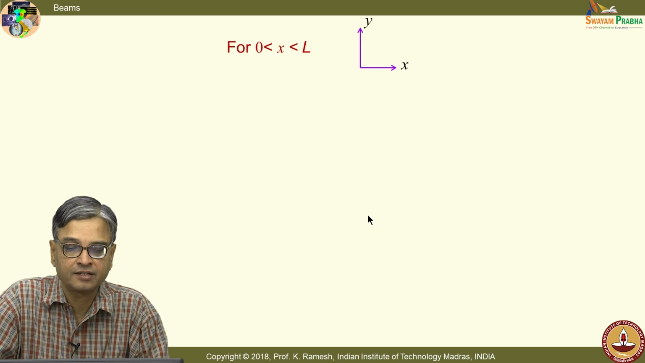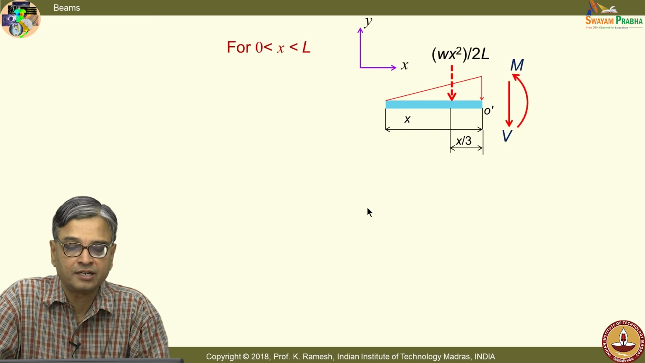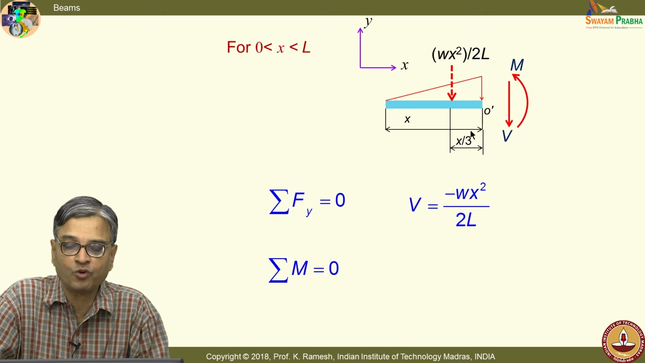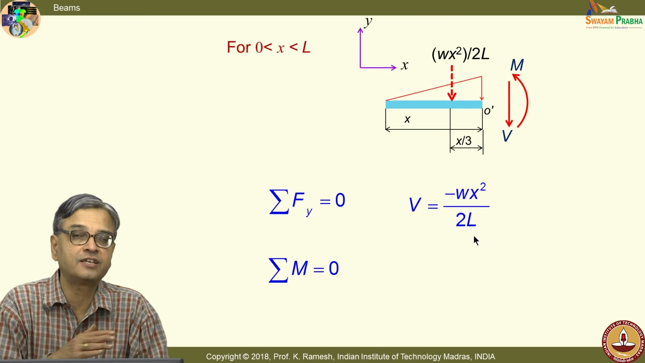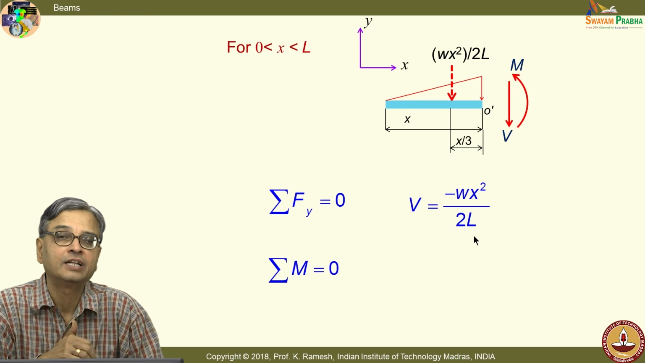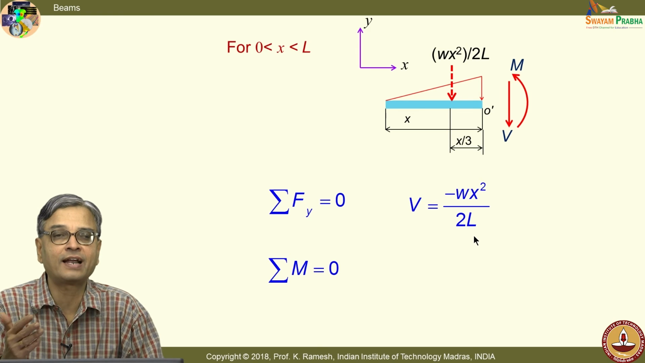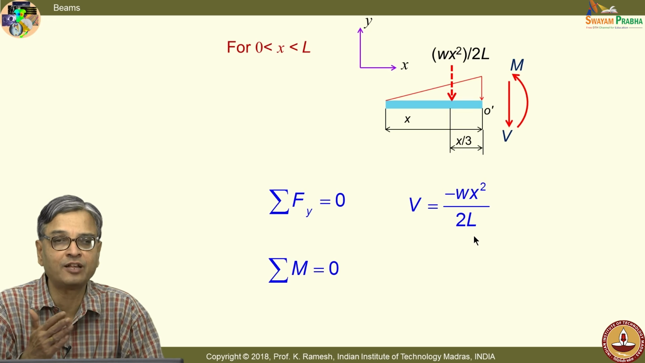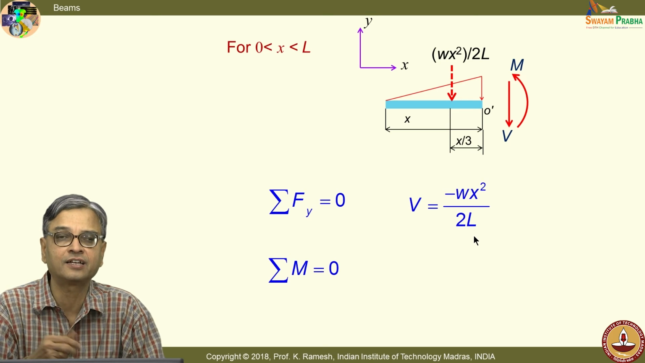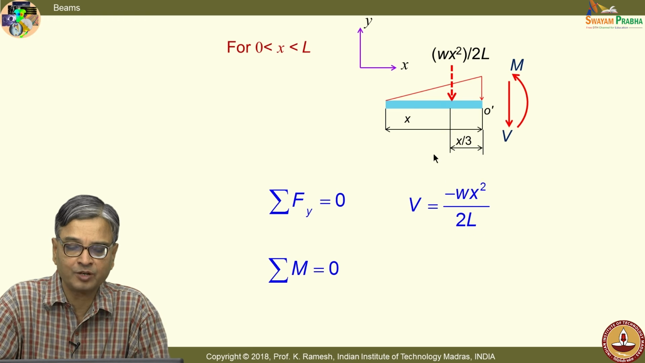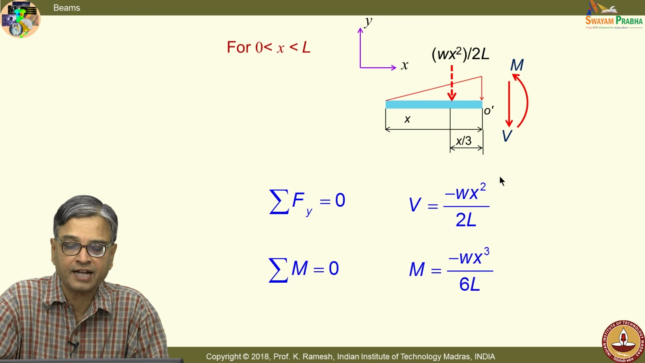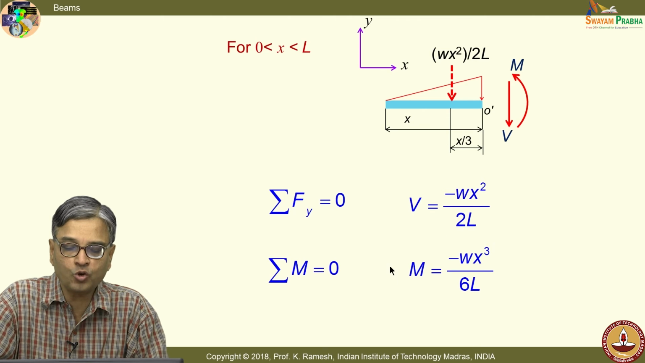And using this, one can apply the equations of statics, and sigma Fy equal to 0 gives me the value of V as minus W x squared by 2L. This is the first occasion that you come across V varying as a quadratic expression. All along you have seen V remaining constant or varying linearly, whereas here, because the loading itself is varying linearly, I get a quadratic expression for V and a cubic expression for M. M equal to minus W x cube by 6L.